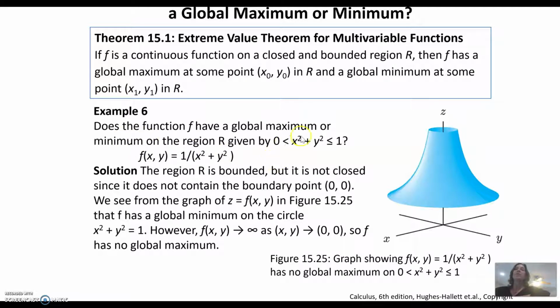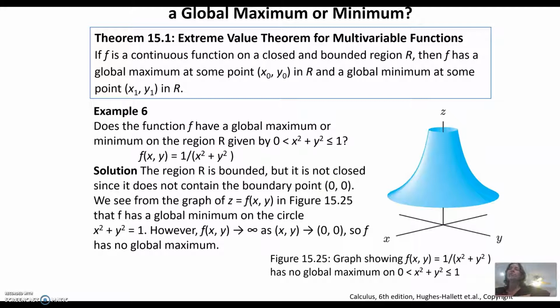Does this function f have a global maximum or a minimum on this region where our domain is limited to inside the unit circle? So notice that x is bigger than 0, less than or equal to 1. However, it doesn't include 0. It's missing that point right there. So since this region is bounded, but it's not closed, it doesn't contain that boundary point, this theorem may not apply.